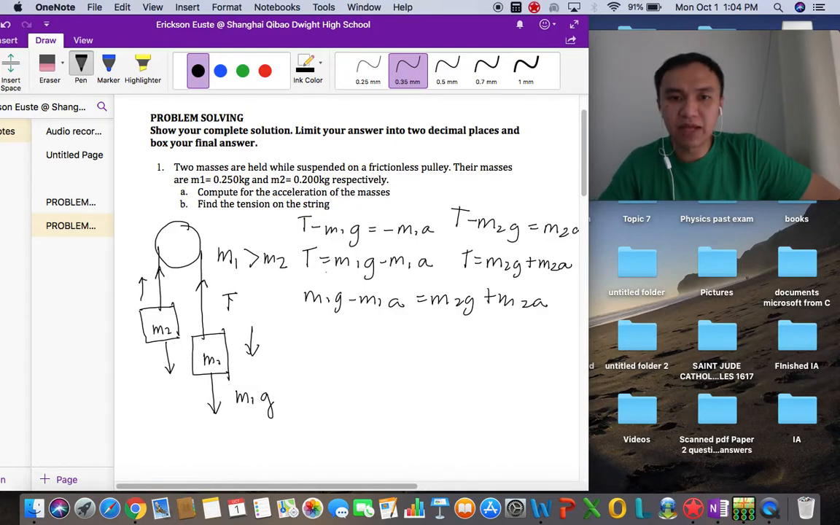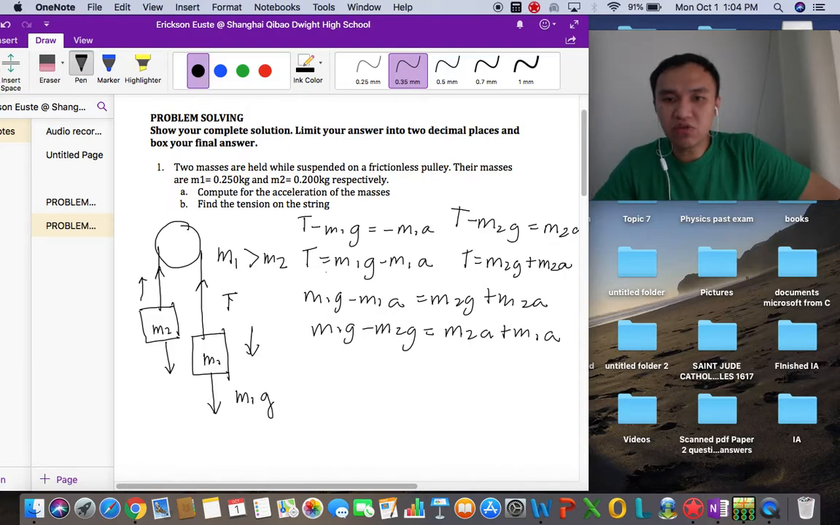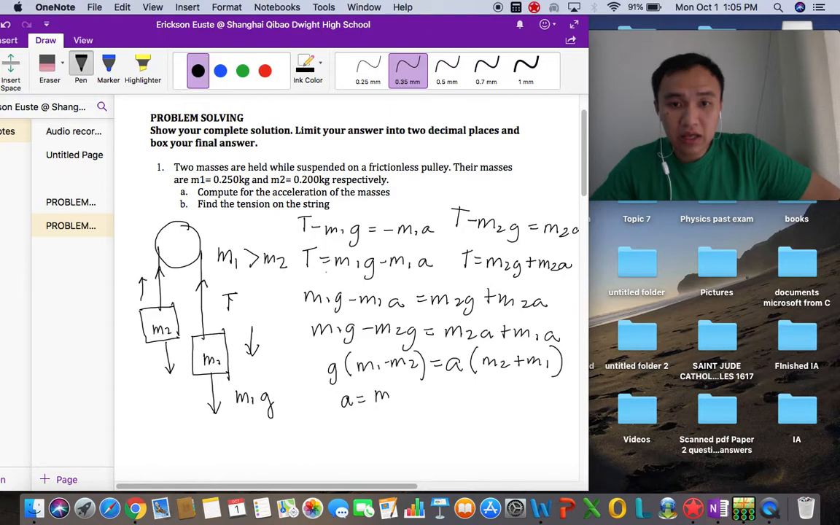With that, we can just combine like terms. M1G minus M2G is equal to M2A plus M1A. Since we're looking for acceleration, we need to factor it out. Acceleration times M2 plus M1 is equal to G times M1 minus M2. So with that, we can have acceleration is equal to M1 minus M2 times G all over M2 plus M1.